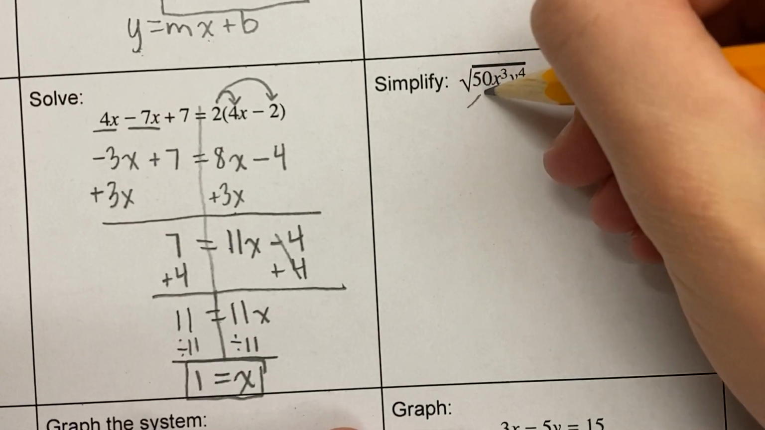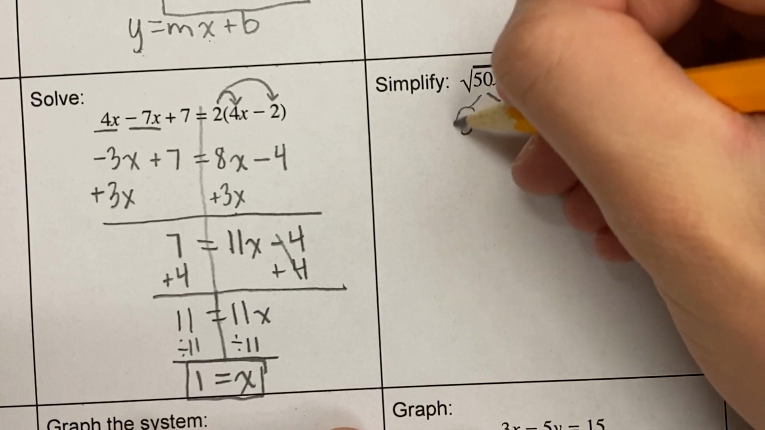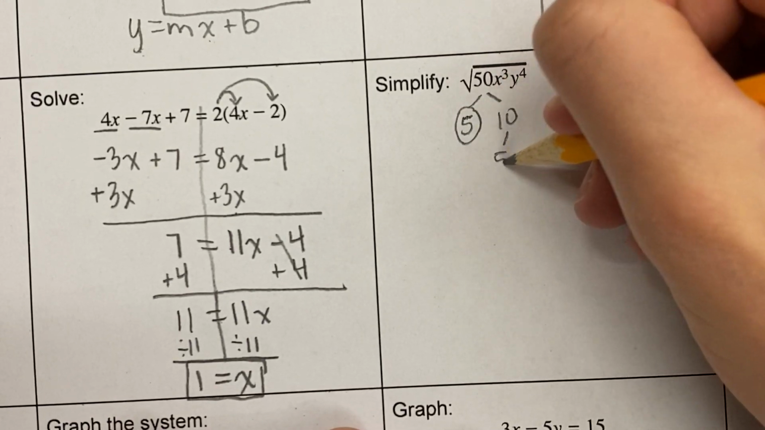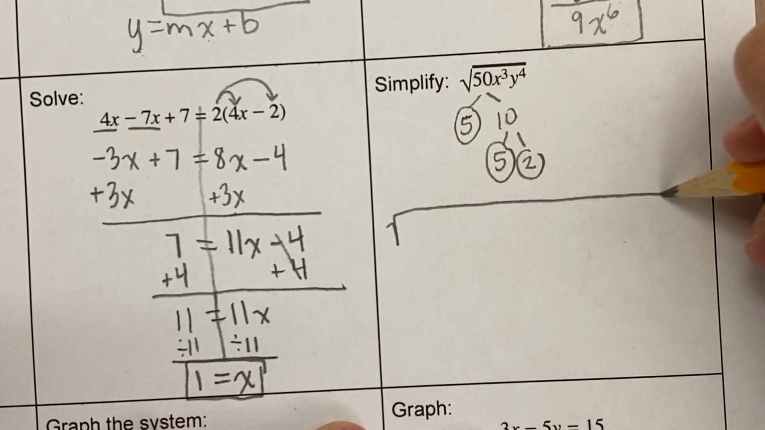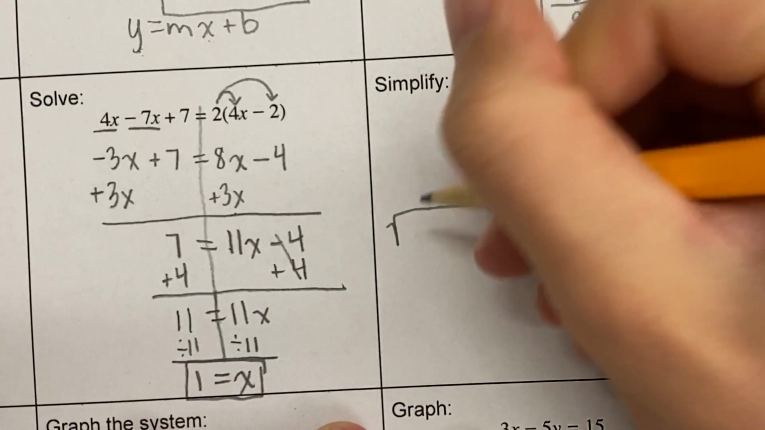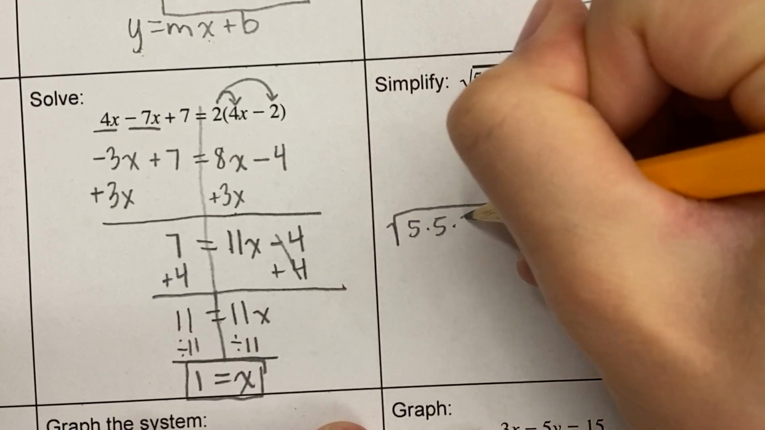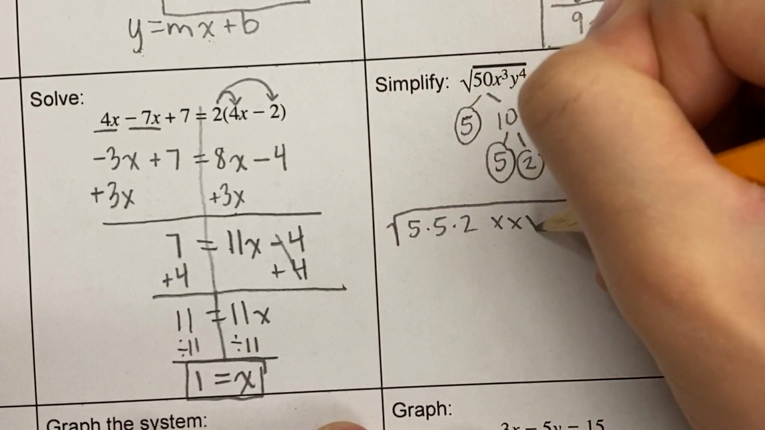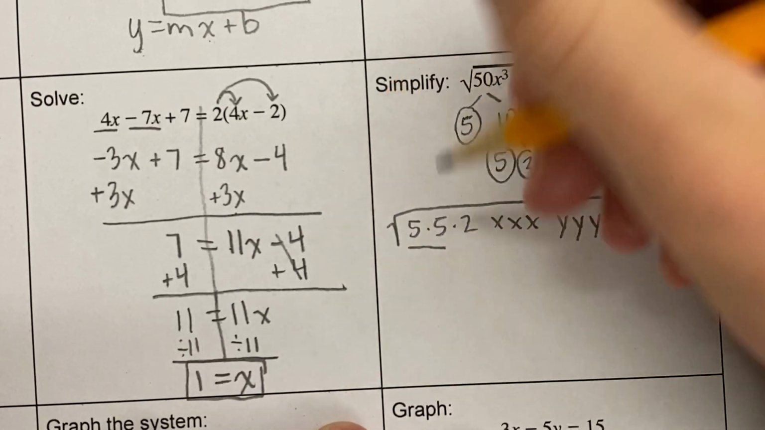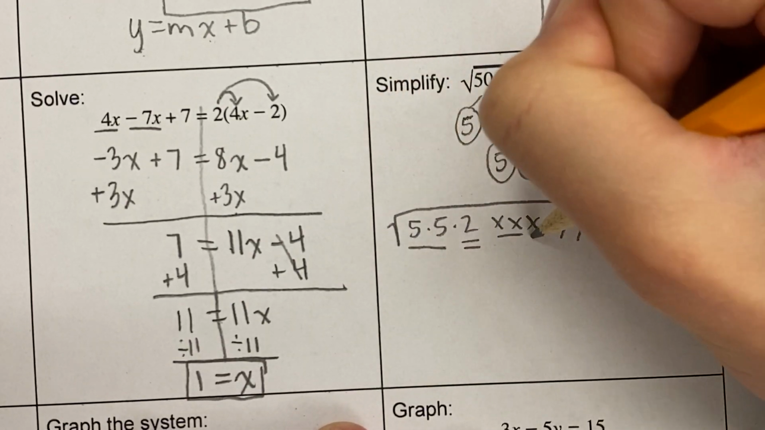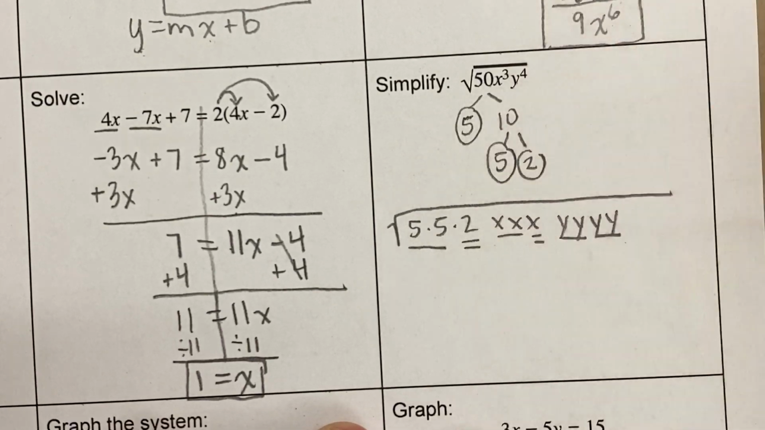Over here, if I want to simplify, I start by factoring. 5 is prime. Okay, so this 50x cubed y to the 4th is the same as 5 times 2 times x times x times x times y times y times y times y. And I'm looking for doubles because I know those simplify. So I'm underlining doubles, I'm double underlining singles.